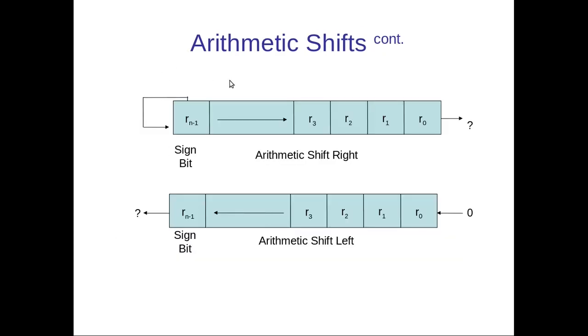So this indicates arithmetic shift right, where the sign bit will be fed into the register while shifting. From here the bits will go out. So this can be used for sign extension also. In some cases we have to use sign extension. In that case we shift the register and the sign bit will be fed or extended. Arithmetic shift left is the same as the logical shift left. There is no difference. The only difference is in arithmetic shift right.